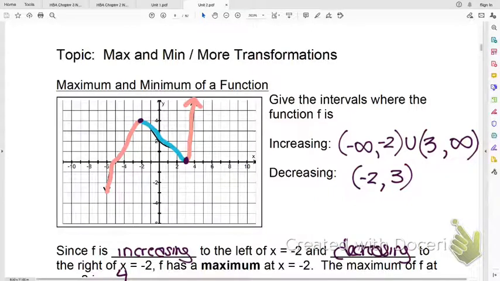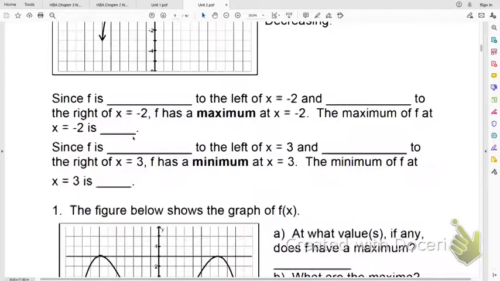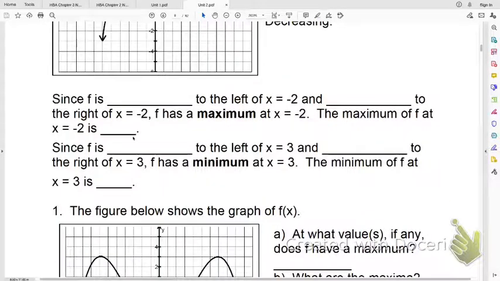The same type of thing works for decreasing and minimums. Since f of x is decreasing to the left and increasing to the right, it has a minimum at 3. The minimum value at 3 is the y value at that point. So at 3, what's the y value? 0.